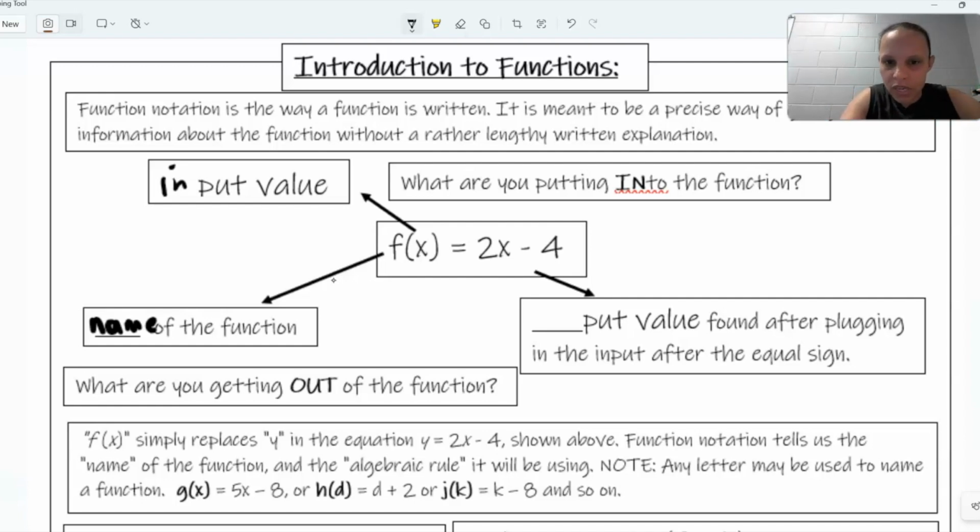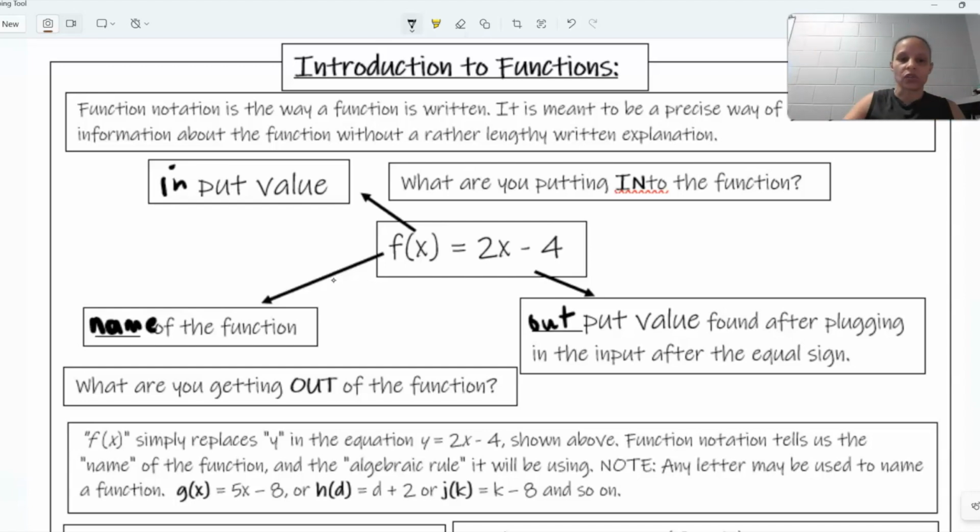What's next? There's an arrow. This is what you're putting into the equation, and all of this is going to give you the output. It's the value found after you plug in the input. So once I put this in, what am I going to get out? That is a function. What am I putting into the function? Whatever x is in this case, and it can change. It could be t, and if it was t, the input would be t. And then what am I getting out? Once I put this in here, what am I getting out?